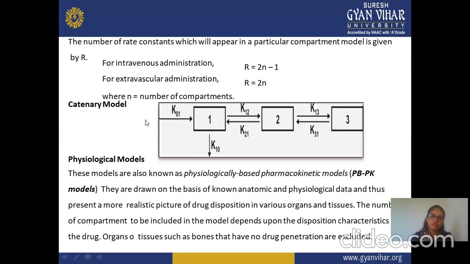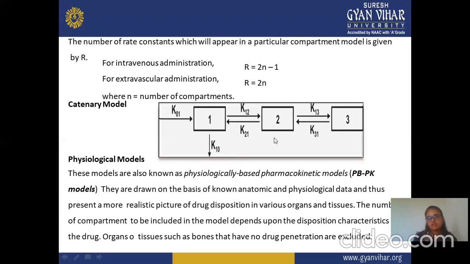And next is the catenary model. In the catenary model, there are 3 compartments, 1, 2, and 3, but these are arranged in parallel. In the previous models, these were arranged in a series, but here the compartments are arranged parallelly. You can say the first one is connected to the second one, second to third, and the transport of the drug is also a parallel or reversible process. When the drug is administered, it goes to the second compartment, that is 1 to 2, and then 2 to 1. And from compartment 2, it goes to 1 to 3, and then 3 to 1. And elimination is K10. So this is the catenary model.